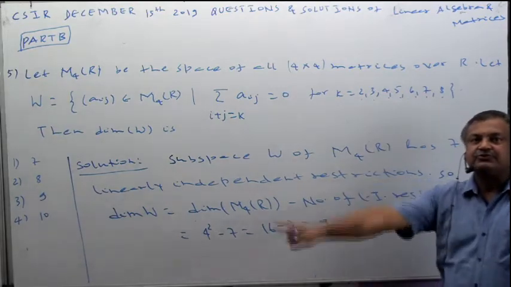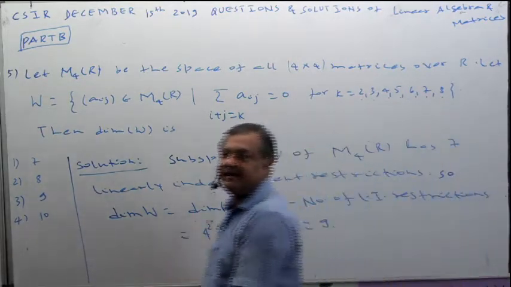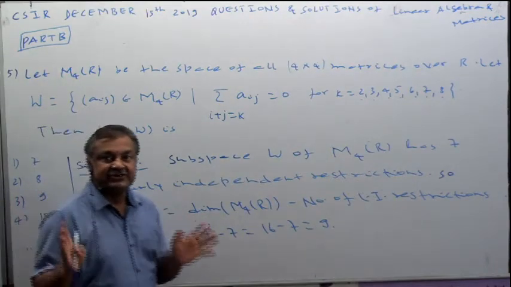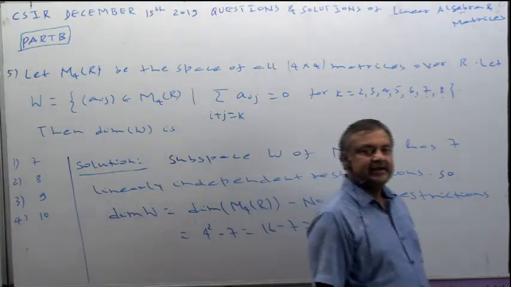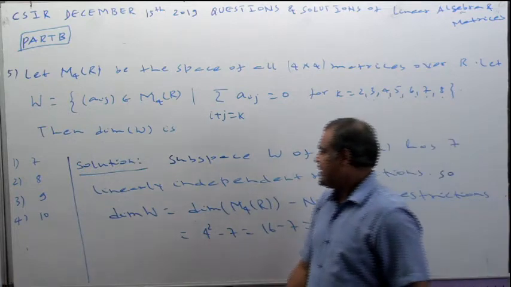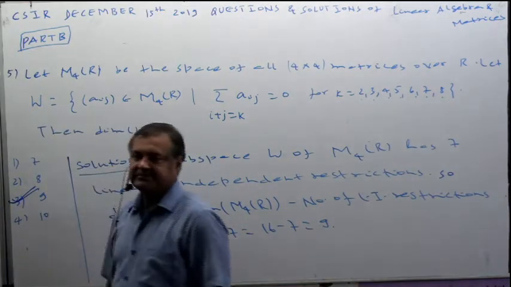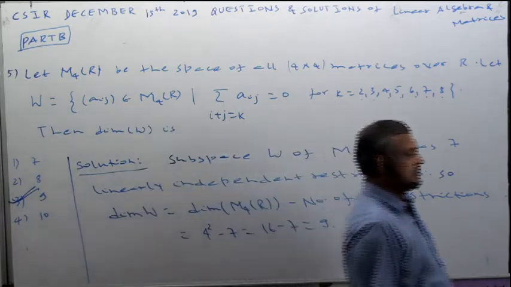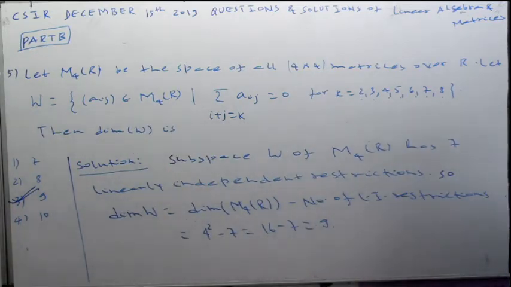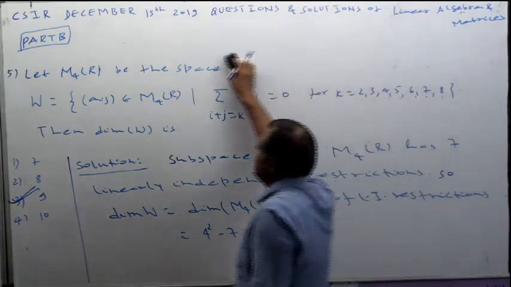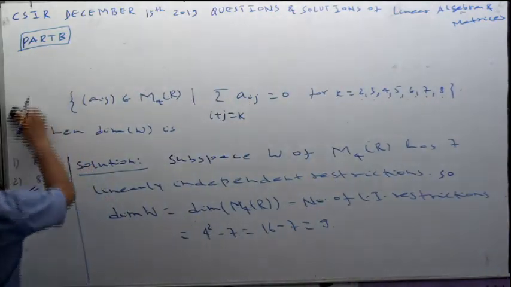The explanation is given to show you that they are linearly independent. And we are not interested in restrictions. We are interested in linearly independent restrictions. So the dimension is 9. So your correct option is option number 3. I hope you are enjoying this. Then we will have our next question.